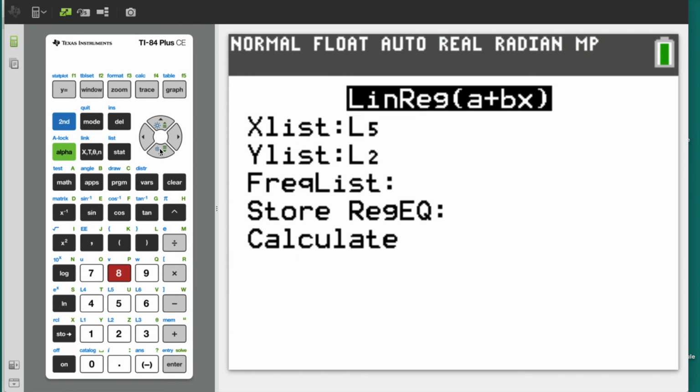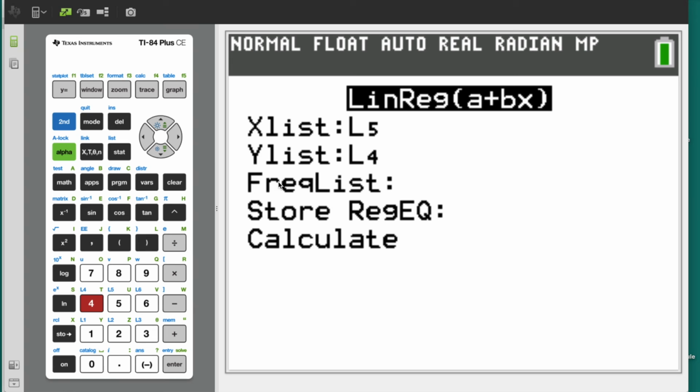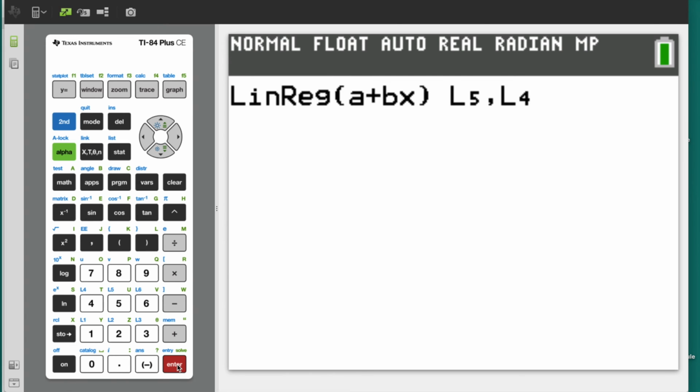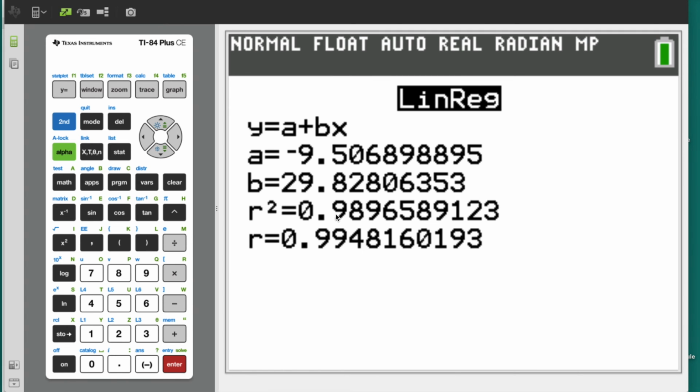Okay, because you don't have to do this. I had the square root of L5. I'm going to put this as square root of L4. So there's the square root of the x variable, square root of the y variable. Go down to calculate. Okay, we have 0.98965, 0.99, so that's fairly high R and R squared.